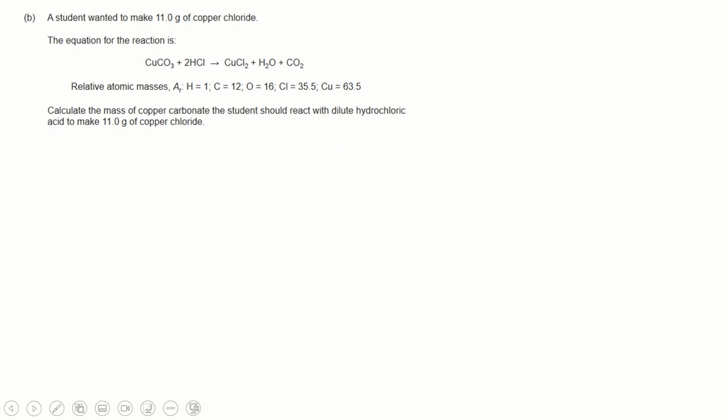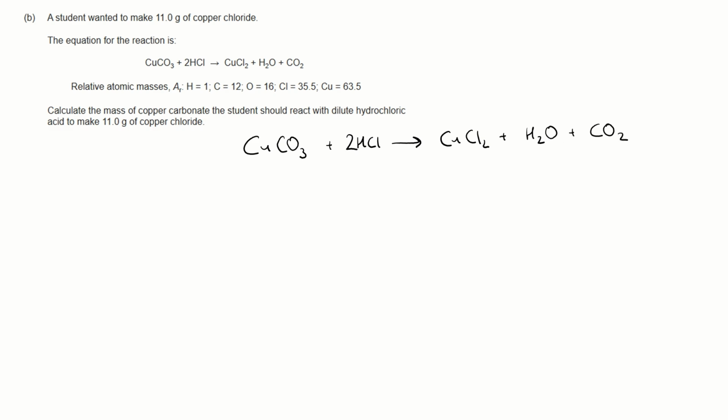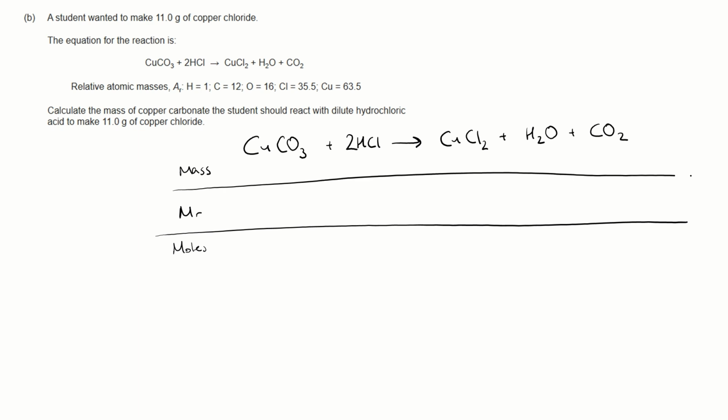Right, I'm gonna have a go. First step, same again, we need to write out the equation. CuCO3 plus 2HCl arrow CuCl2 plus H2O plus CO2. Where's my rubber here? So CuCl2, make that two proper. Next we need three lines. Our first line is mass, second line is MR, third line is moles. Every single time we've got these three lines.